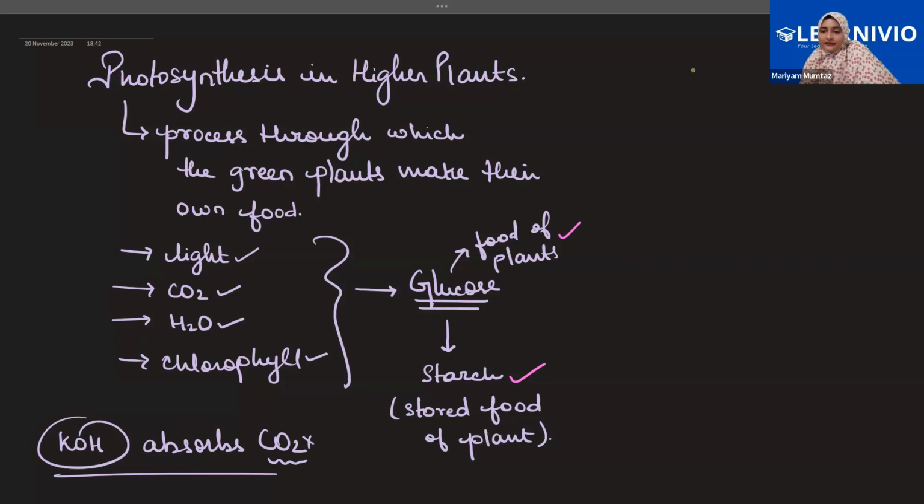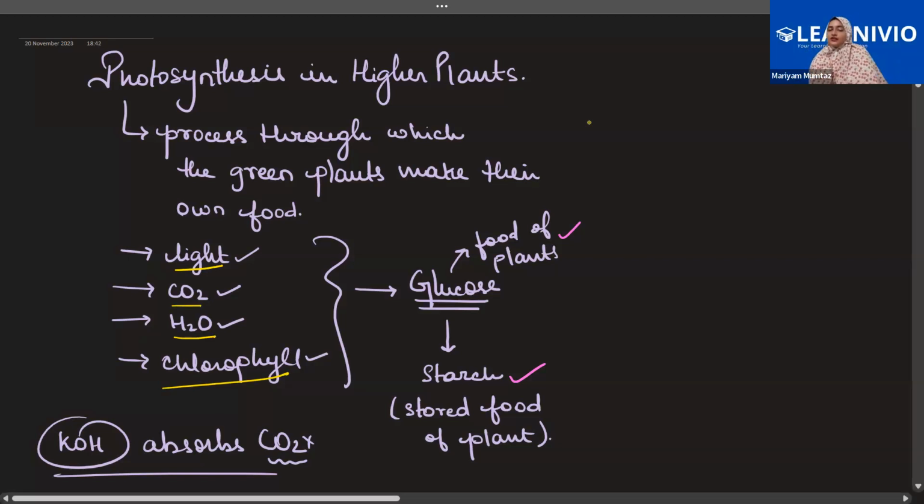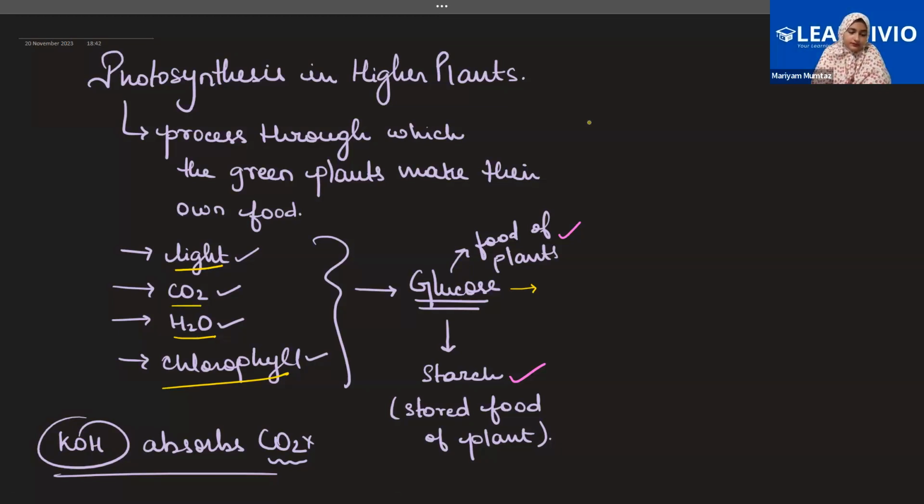So tell me, in which cell organelle is the chlorophyll present? This is from the cell chapter. All of you have studied it. Chloroplast. Now, talking about the raw materials of photosynthesis, we have light, carbon dioxide, water, and obviously the chlorophyll, and all of this happens in the presence of sunlight. Now, glucose is the food of the plant, and glucose is an example of which kind of biomolecule? Carbohydrate, correct.